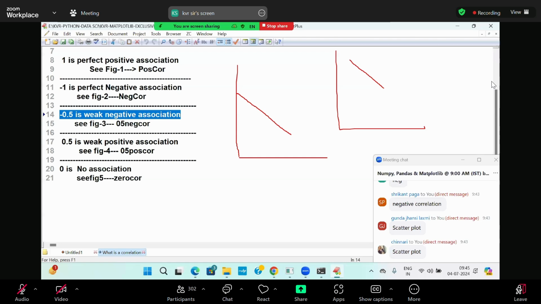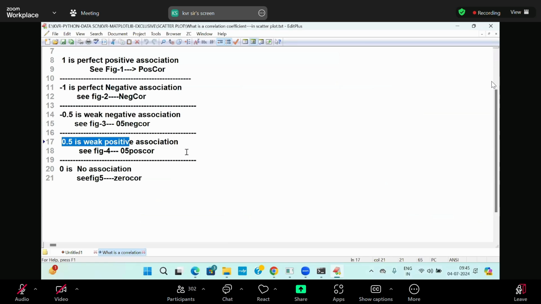It is falling down. Next is what? Completely increasing. It is positive. And from halfway, it is going to be increasing. This is 0.5 positive. Plus 1. What is now? Minus 0.5. What is this? Minus 1. Come on. This is 0.5, the weak positive association.